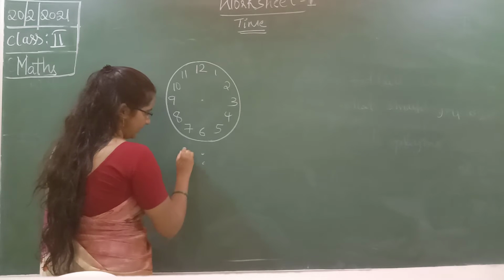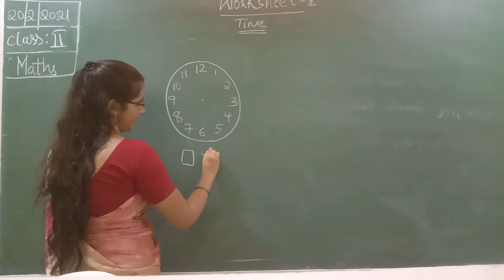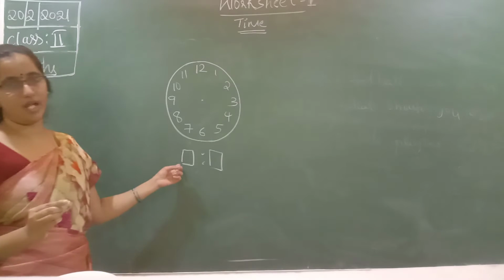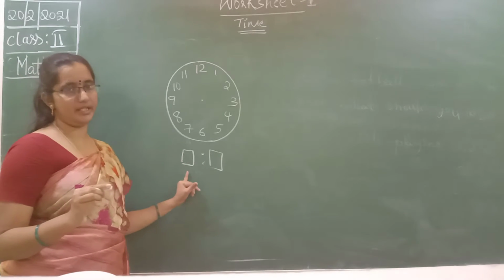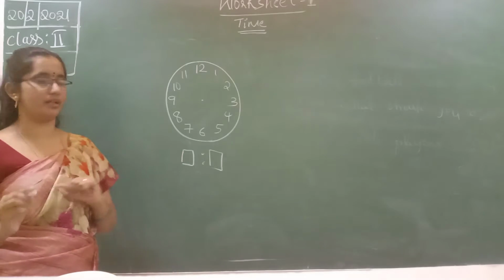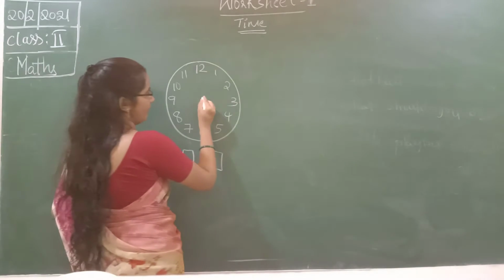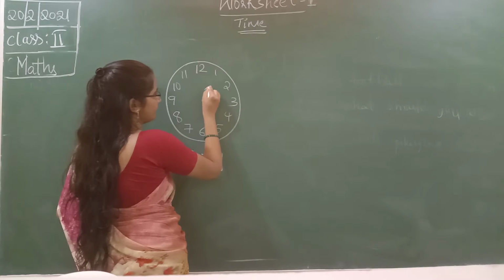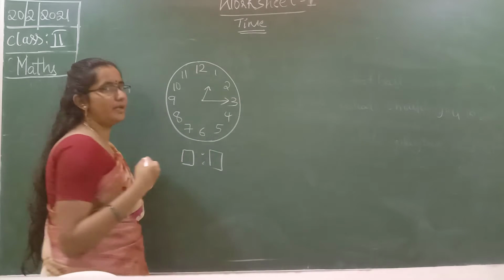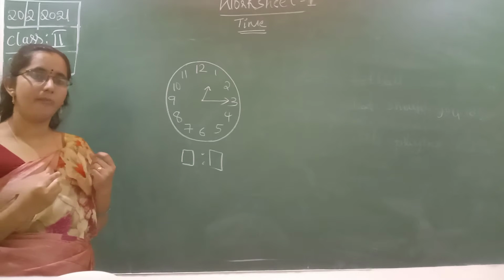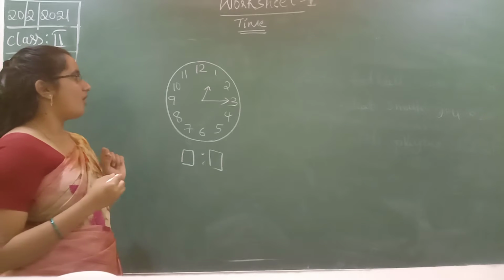Here we will write the hour value. Here we will write the minute value. Whatever the hour, we will write here, and whatever the minute, we will write here. Suppose the hour is 1 and the minute is 3. The hour hand is at 1, the minute hand is at 3.